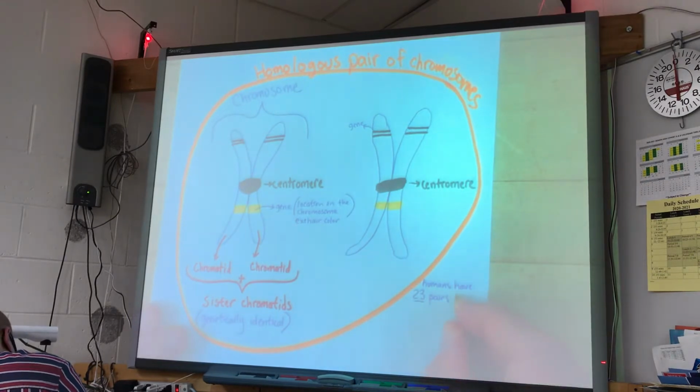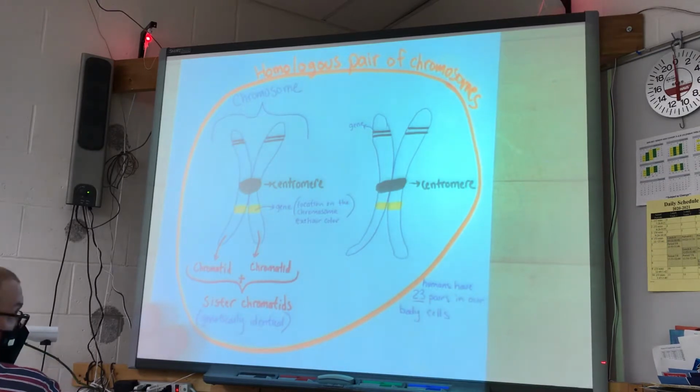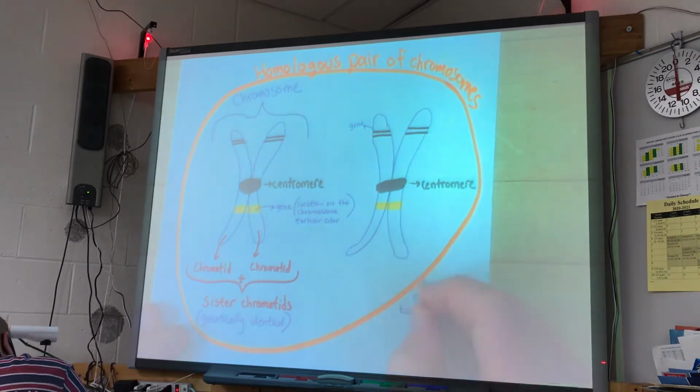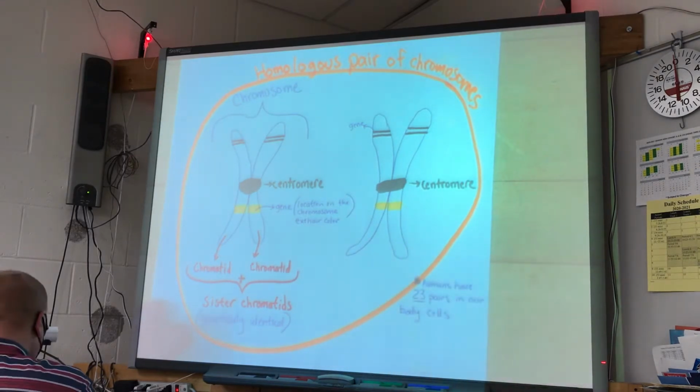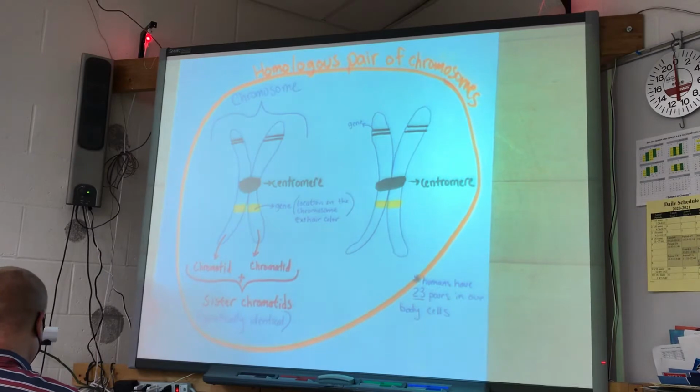And almost all cells in our body, let me rephrase that. Almost all cells in you are called body cells. There are very few that are not body cells, and those we call sex cells, and those sex cells are egg and sperm cells.